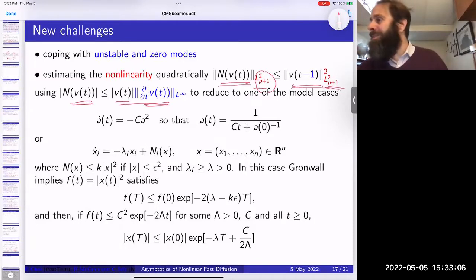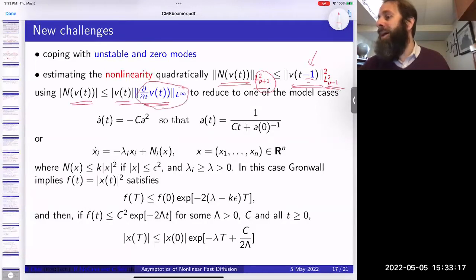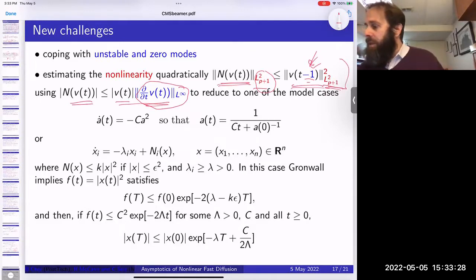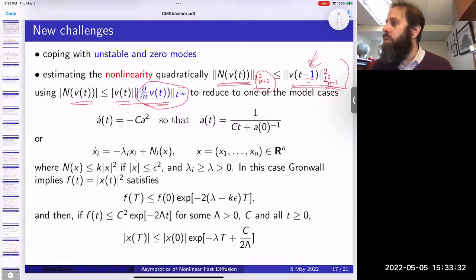But what we are able to get is, because it's parabolically smoothing, if you wait a little while, so if you wait time 1, then because of the parabolic smoothing, you can estimate this L infinity norm in terms of what the L^p norm was 1 unit of time ago. And so we kind of get this sort of delay differential equation type of estimate for the nonlinearity. And so once we have this, then basically that says up to quadratic corrections, we're in either one of these model cases.